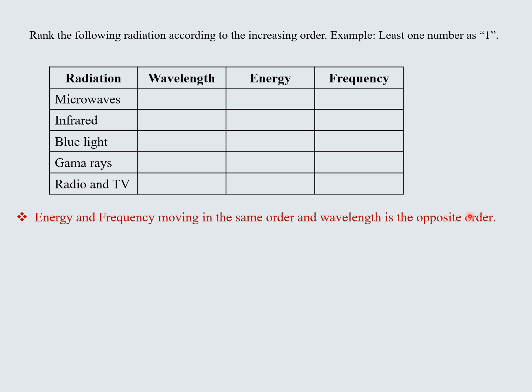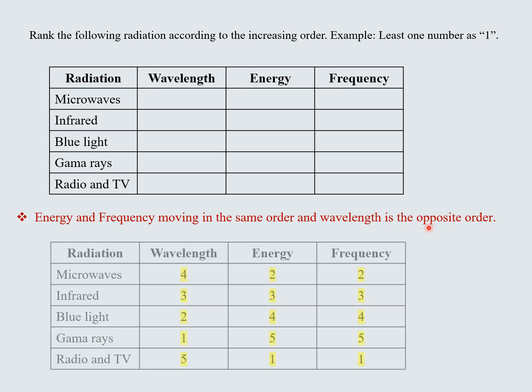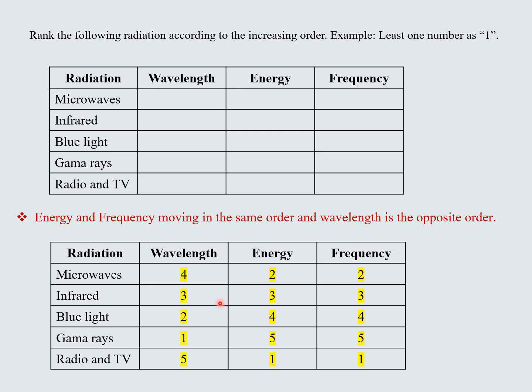Energy and frequency move in the same order, and wavelength is in the opposite order. The larger the energy, the larger the frequency, however the lower the wavelength. So this should be the order of wavelength, energy and frequency. Among these 5 spectral regions, you can see gamma rays has the highest energy. So it's number 5, highest energy and also highest frequency, but lowest wavelength, number 1.